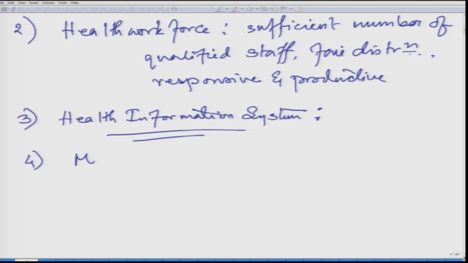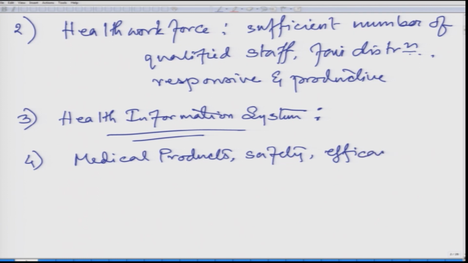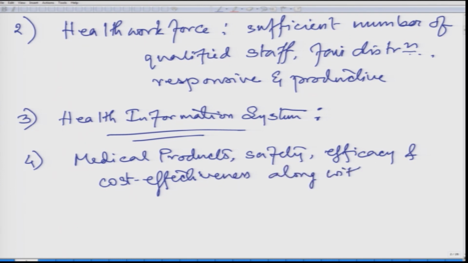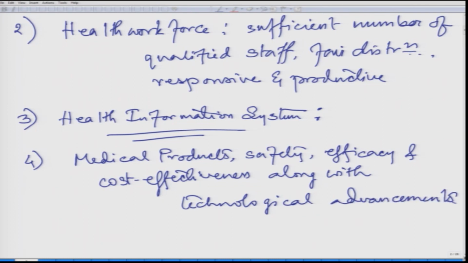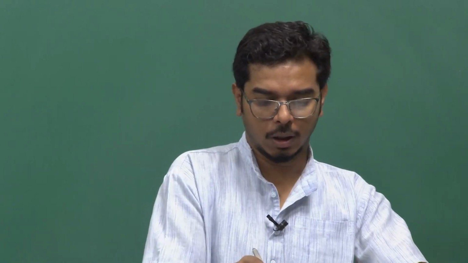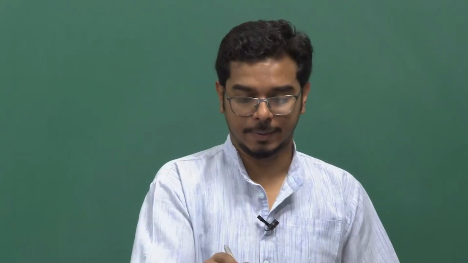Number 4, it should be the medical products: safety, efficacy, and cost effectiveness, along with technological advancements. So this is non-human capital. This is my non-human capital. The fifth one is health financing.